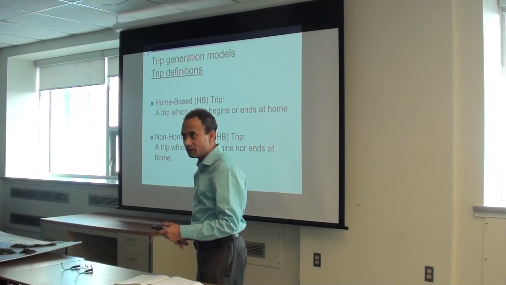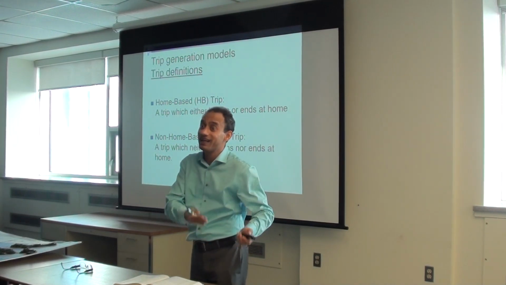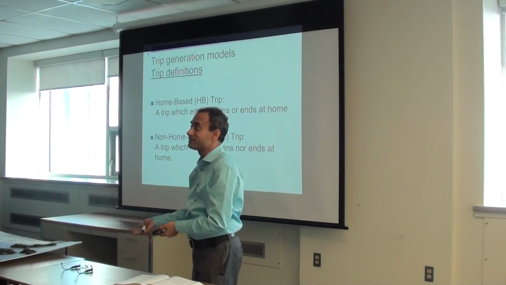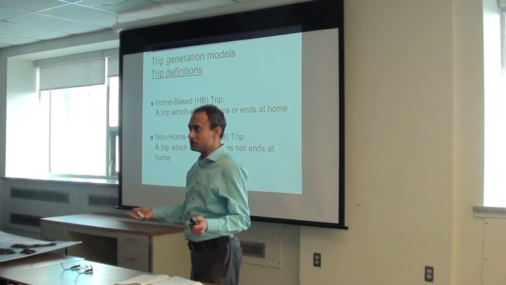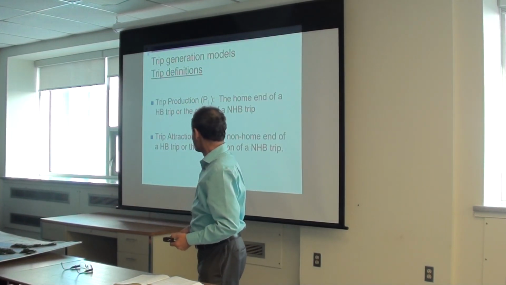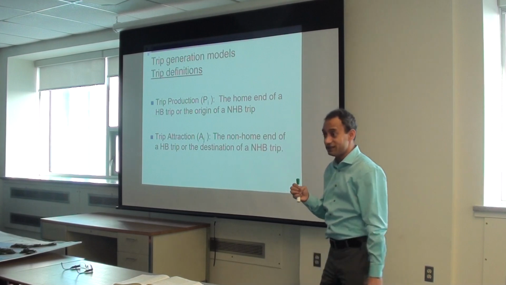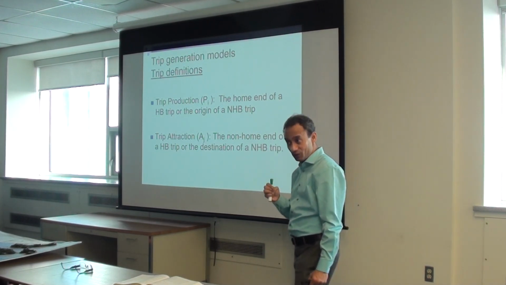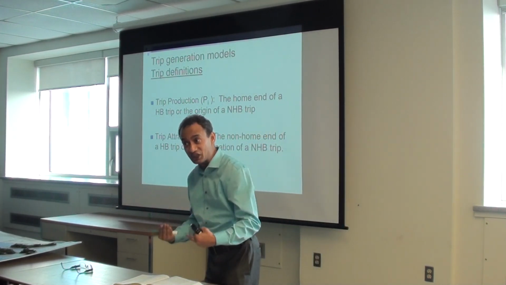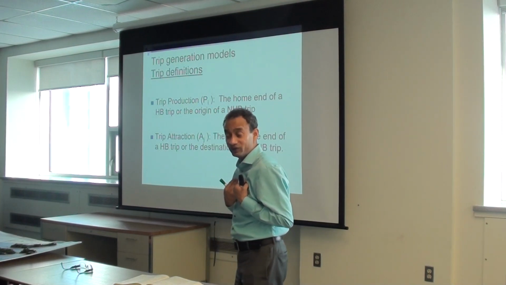There are some benefits of doing that because usually homes are the generators and the workplaces are the attractors. So it's easy to do that. So now, the trip production definition is, when we talk about the number of trips produced by each zone, right? That's our main goal in trip generation.